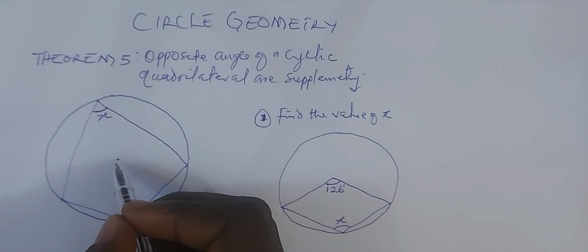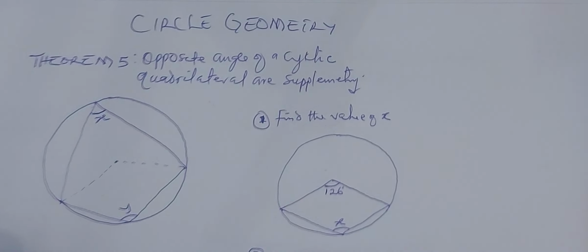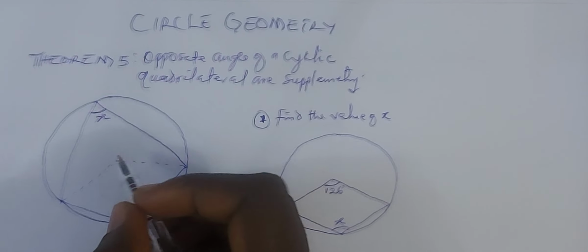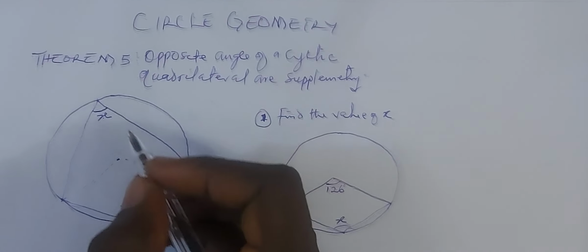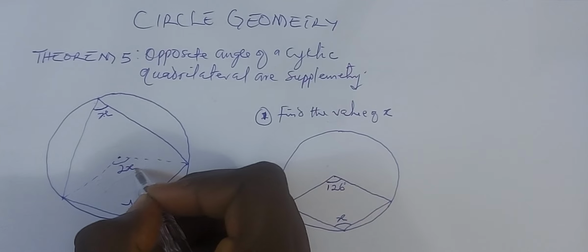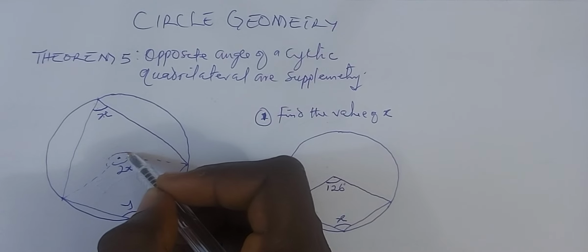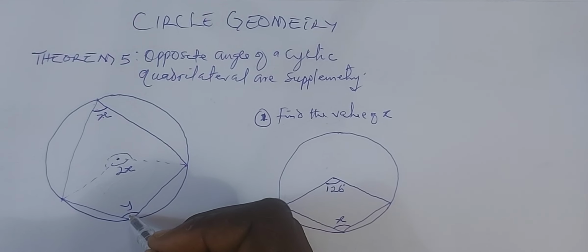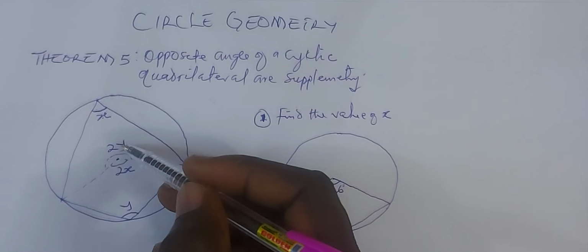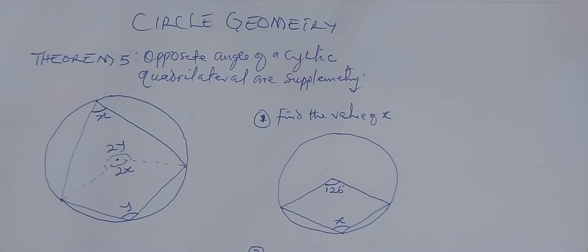Supplementary angle, let's try to join this to prove this. From our previous theorem, you will agree with me that angle at the center is 2 times angle at the circumference. So if you mark this one, this place will be what? 2x. Also, looking from the other way around, this angle will also be 2 times what? Angle at the circumference, which is y. Then you have your 2y. Angle at the center is 2 times angle at the circumference, and that is how we arrive at this 2y and 2x.